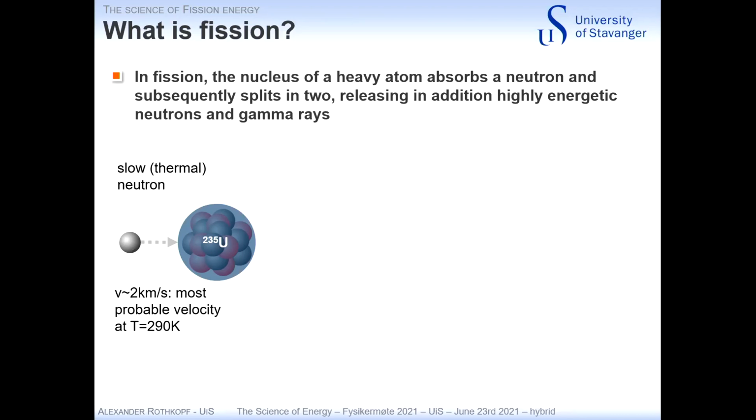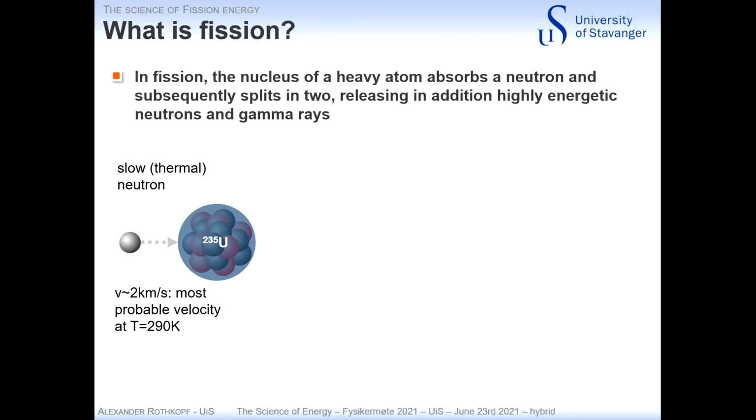You have what we call a slow or a thermal neutron incoming. What do we mean by a slow neutron? Well, it should have a velocity of around 2 kilometers per second, which is the most probable velocity that you would find in a gas of neutrons at essentially room temperature.